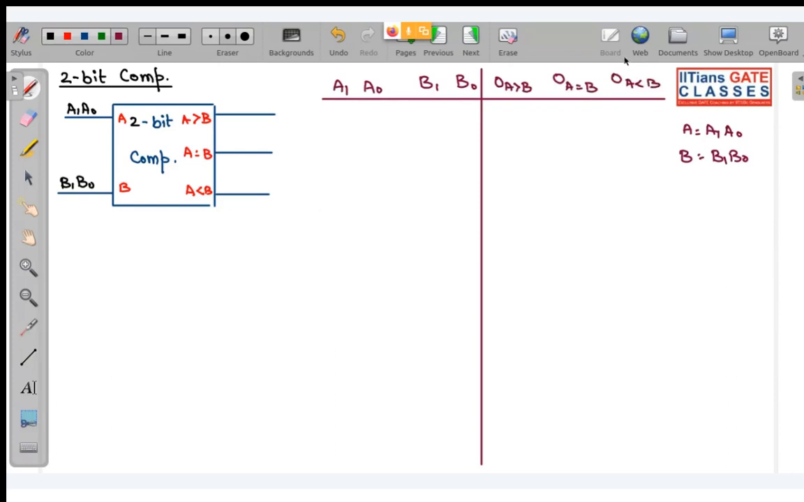Very good. 16 combinations will be there. Okay, 16 combinations. So either A1 A0 B1 B0 will be 0 0 0 0, or it will be 0 0 0 1. So like this I can write.